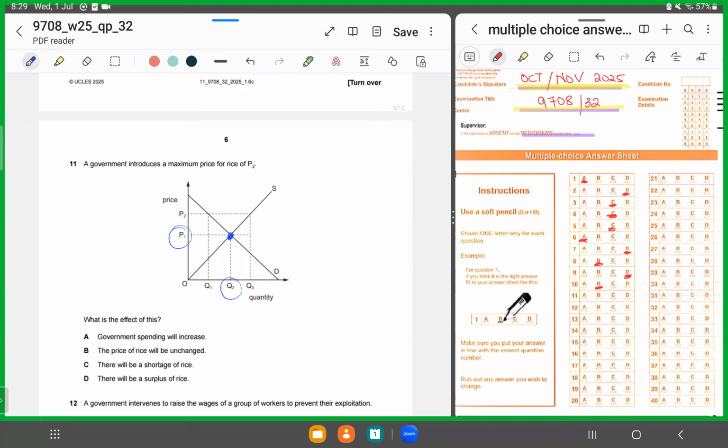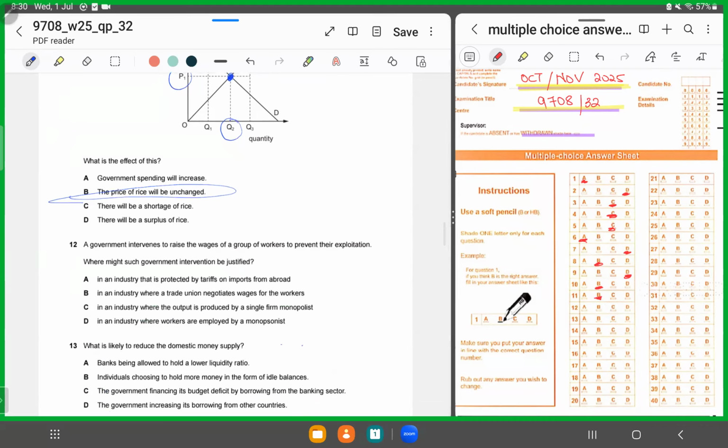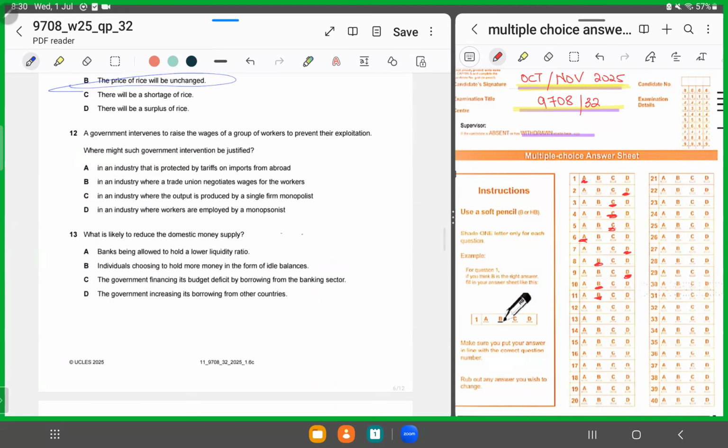That gives us the answer. So the price would remain unchanged. It would be ineffective. Why? Because maximum price is imposed below equilibrium, but here it is above equilibrium. So at P2, it's not binding. So the price would remain unchanged. So for 11, we'll shade in B as the correct answer. I hope you've understood. Moving forward, MCQ number 12.